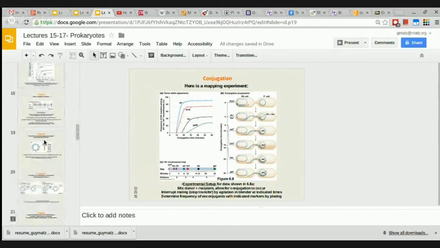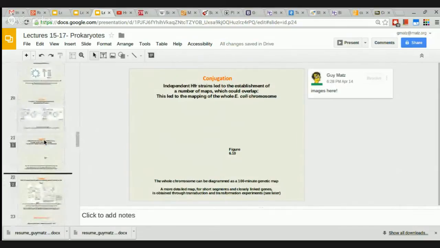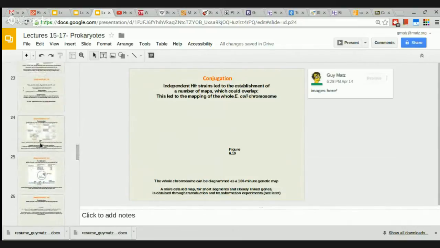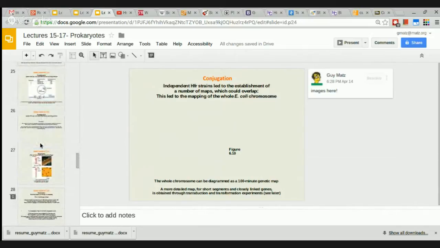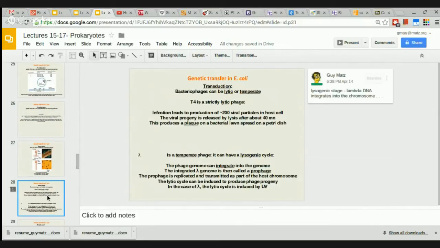So we discussed how this can be used as a mapping technique. I just summarized that, and I just explained the F prime, so you have to know what this is. Transformation and transduction, you don't need to worry about. So this is a good 15, 20 pages that you can read this summer.